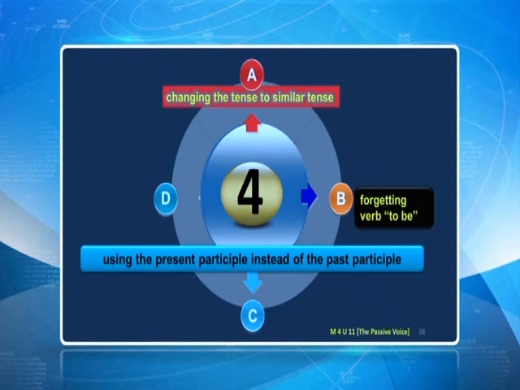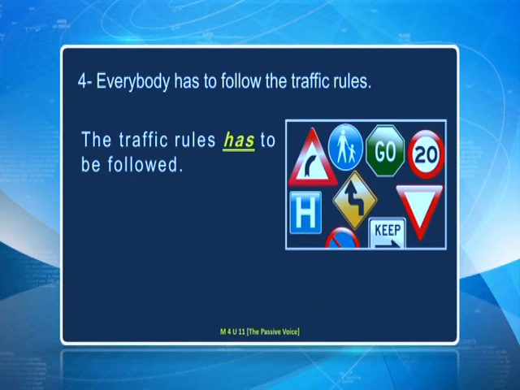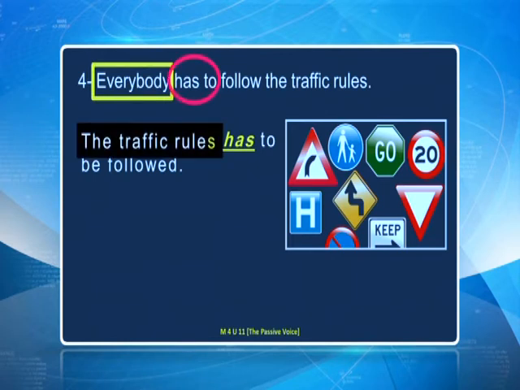The fourth common mistake is the following. It's to confuse between the plural and the singular of the active as well as the passive voice. Let's take an example. Everybody has to follow the traffic rules. So if you start your sentence with the traffic rules, we cannot say has. Why? Because the object is in the plural. Here, the object is in the plural, the traffic rules, so have to be followed.